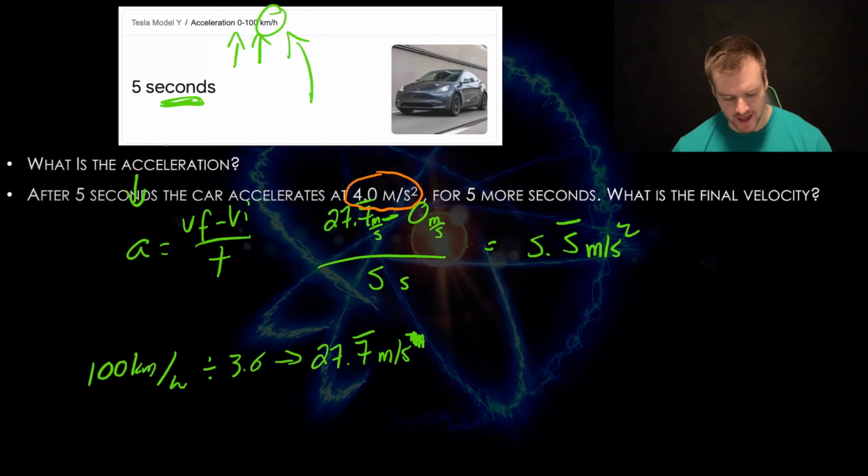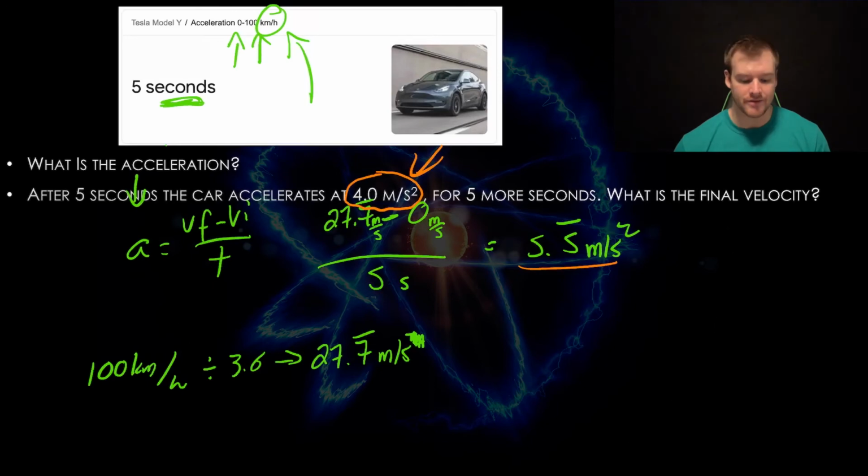4 meters per second squared for an additional 5 seconds. So for 5 seconds, it gets up to 100, and we see that it was accelerating at 5.5 meters per second squared. And now it's going to continue accelerating for another 5 seconds, but at a little bit slower acceleration, 4 meters per second squared. What is the final velocity after all of this?